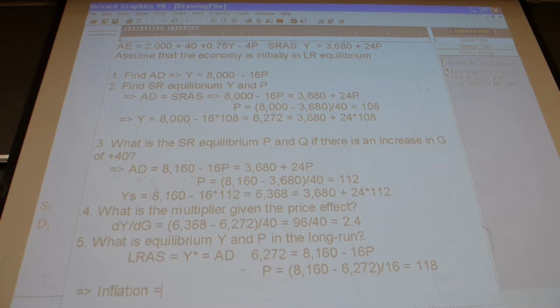Inflation equals 118, as a percent, strictly speaking, minus 108, divided by 108. And is it what you said it was? Yeah, 9.25%. 26, sorry. 9.52%. No, 26. All right? Good, nice. So we got inflation of 9.26%, and how much output change did we get?